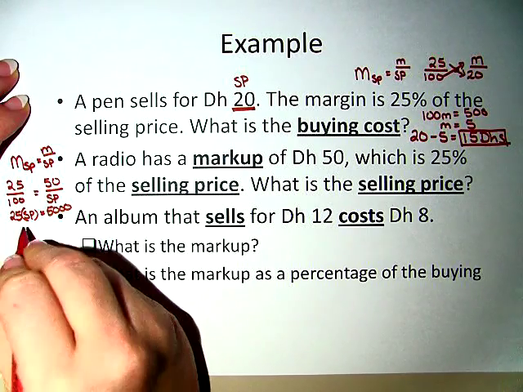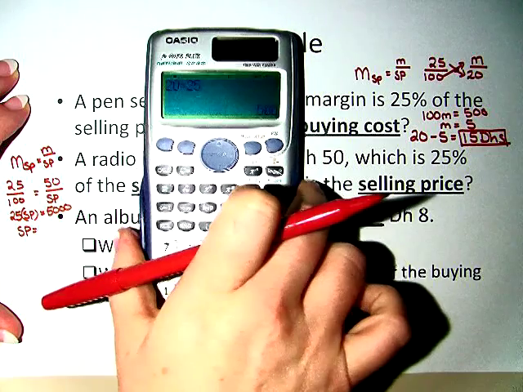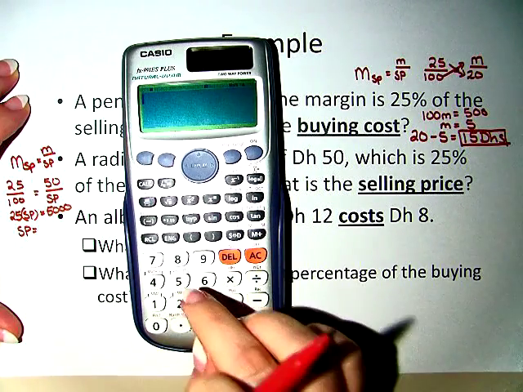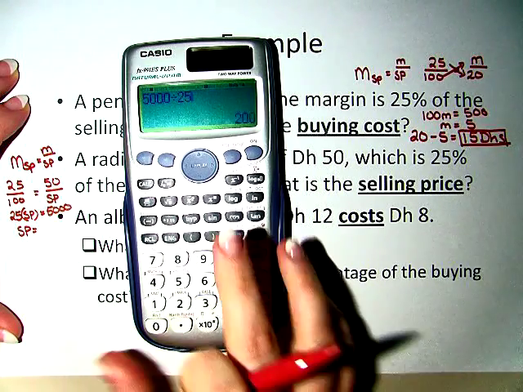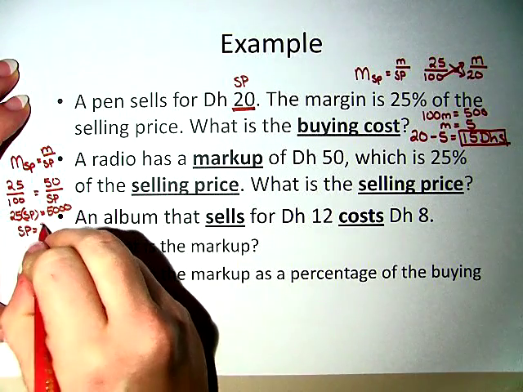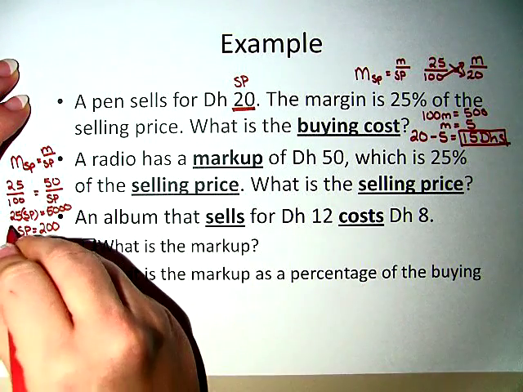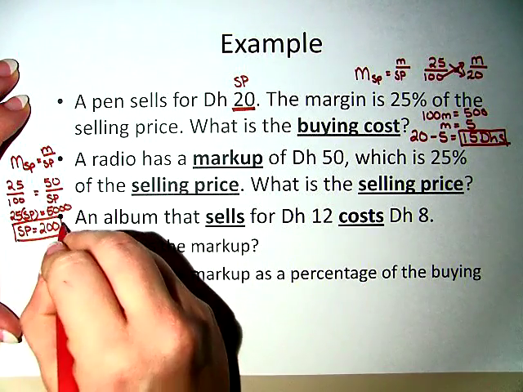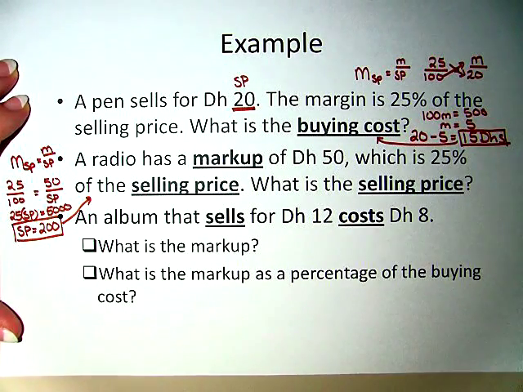So we get that the selling price is, let's put it in our calculators, 5,000 divided by 25, 200 dirhams. What is the selling price? The selling price is 200 dirhams. So this was buying cost, this was selling price.